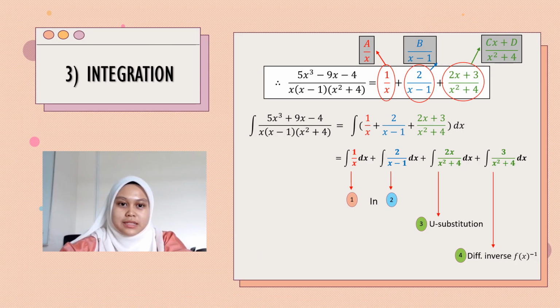The last step is the integration part. First, we need to conclude the equation by substituting the values of a, b, c and d, which a is 1, b is 2, c is 2 and d is 3. After that, we integrate the equation and we split the equation one by one to find the values of each equation. For the first and second equation, we will use ln. The third equation we use u substitution, and the fourth equation we will use the differentiation inverse function.